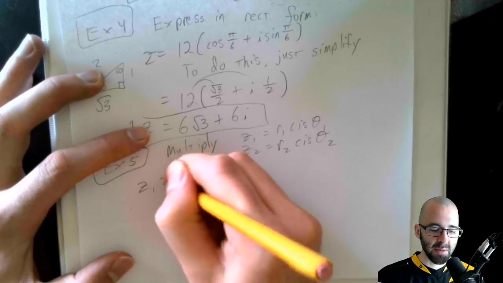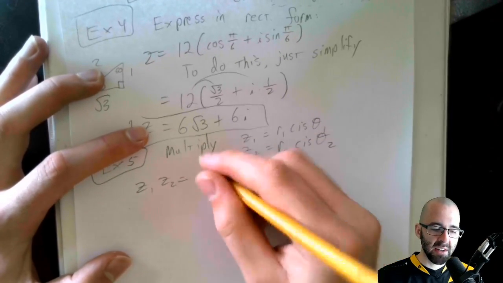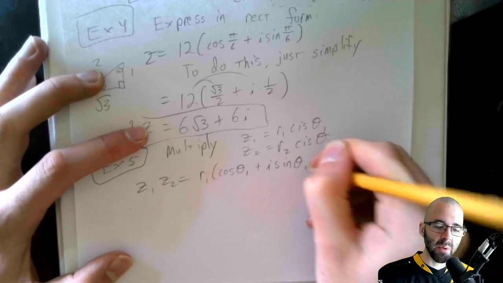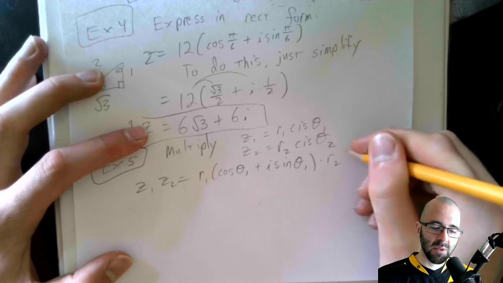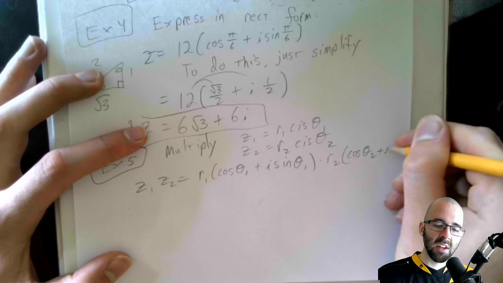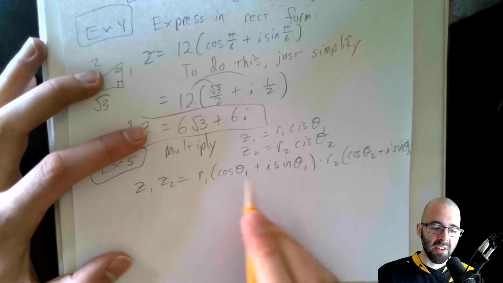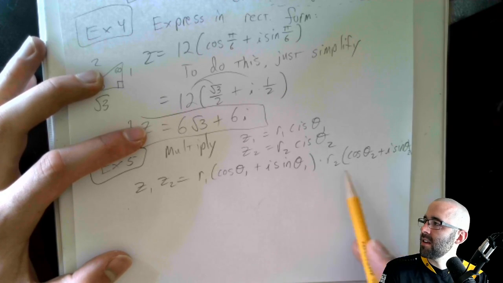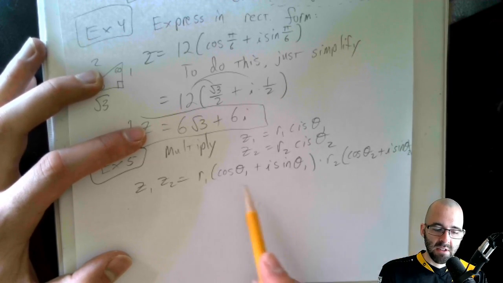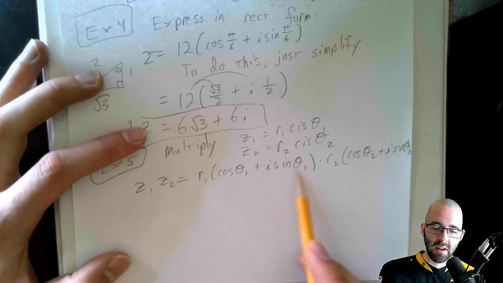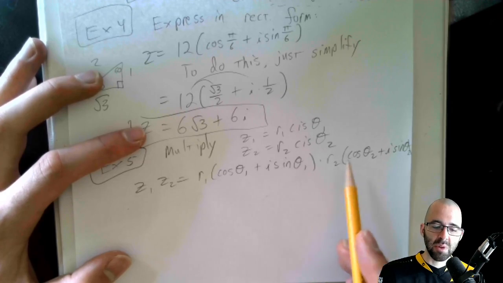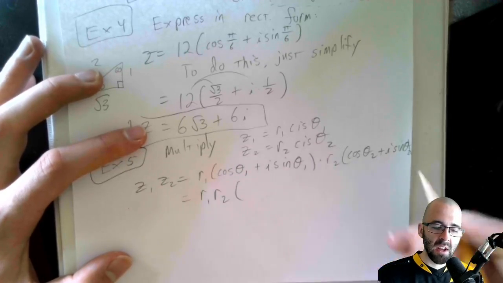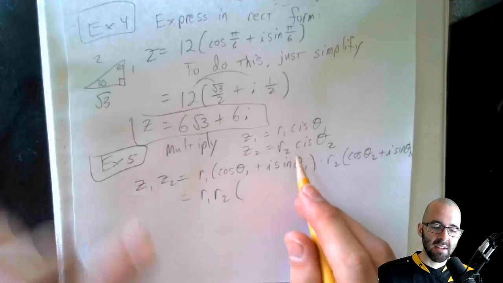So Z1 times Z2. Let's write it in the long form. It's going to be R1 times cosine of theta 1 plus I times sine theta 1, times the other one, R2 times cosine of theta 2 plus I times sine of theta 2. This is R1 cis theta 1, and this is R2 cis theta 2. So we're going to have to FOIL these insides. But the R's can just multiply. These can all go out in front. So let's put the R's in front, R1, R2. And then we have to FOIL these insides.